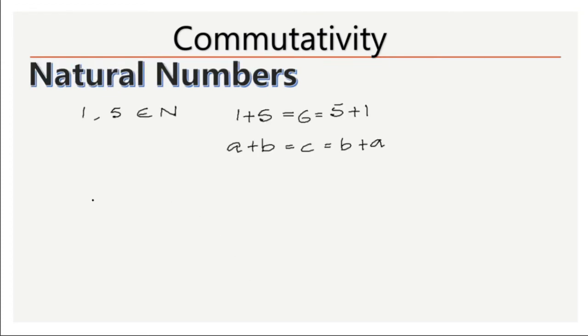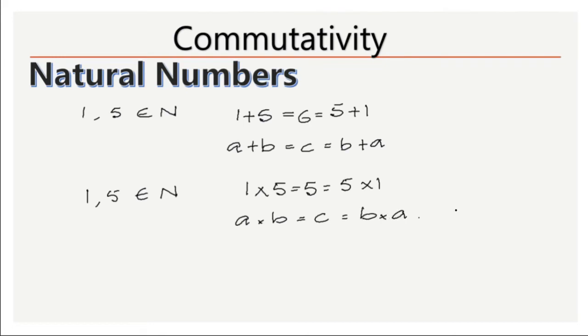Let's look at the product. If 1, 5 belongs to the set of natural numbers, 1 into 5 will be equal to 5, which is 5 into 1 also. So A into B will be some number which will be equal to B into A. So the order of addition and multiplication can be changed.